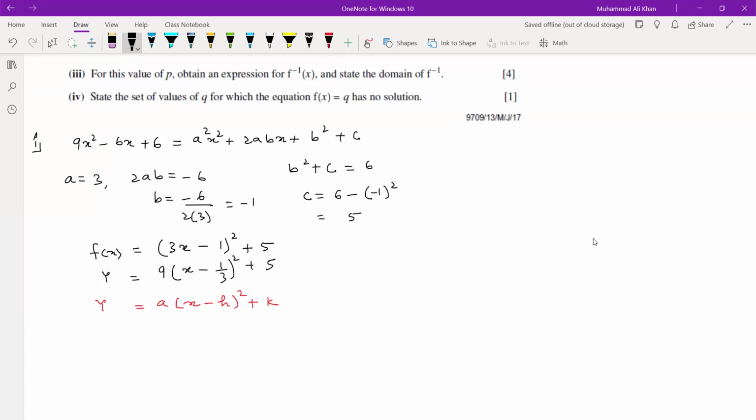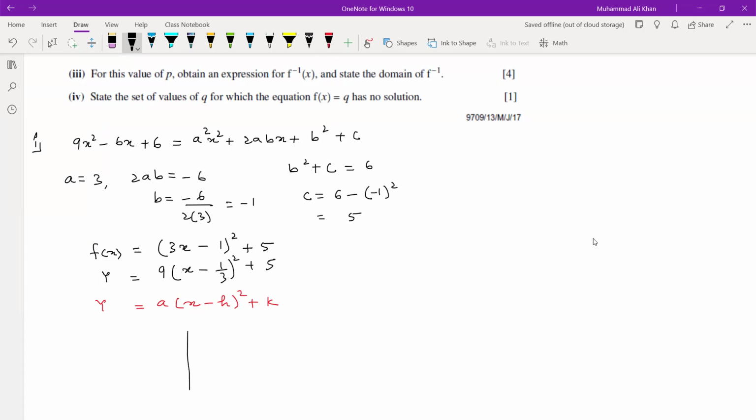So 3 squared is 9. Now we can say the value of a is 9. What is the value of h? 1 upon 3, minus minus plus, right? And what is the value of k? 5.